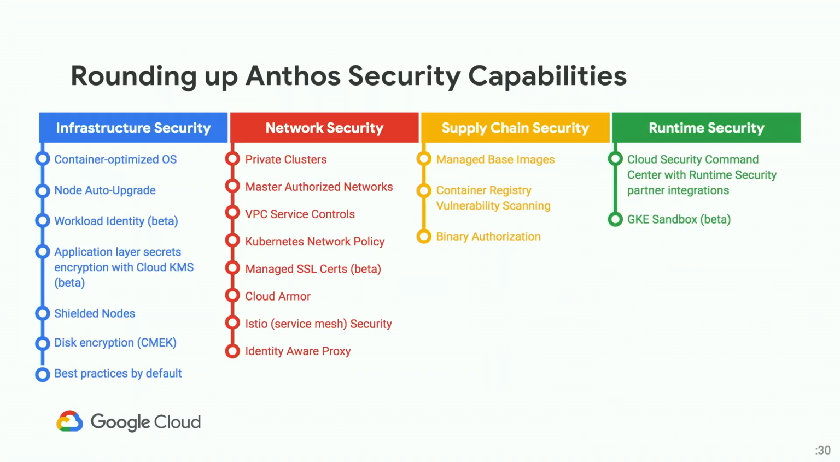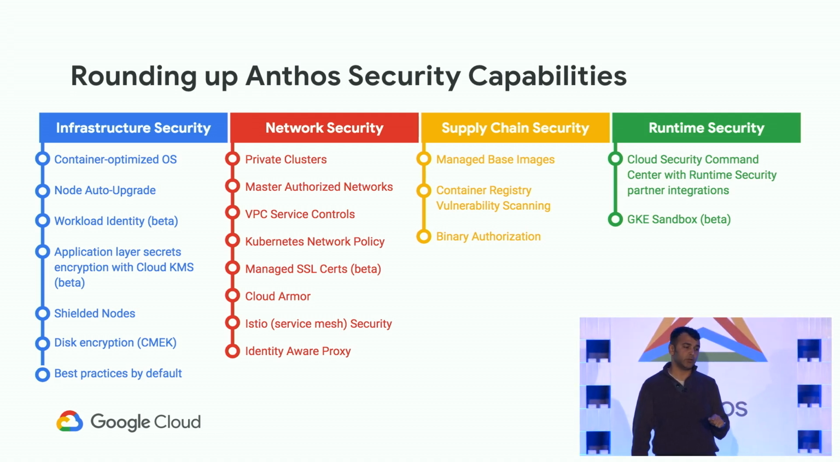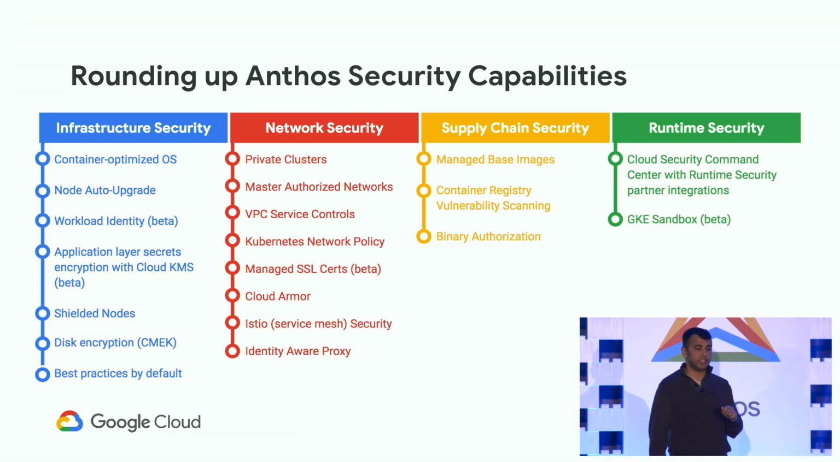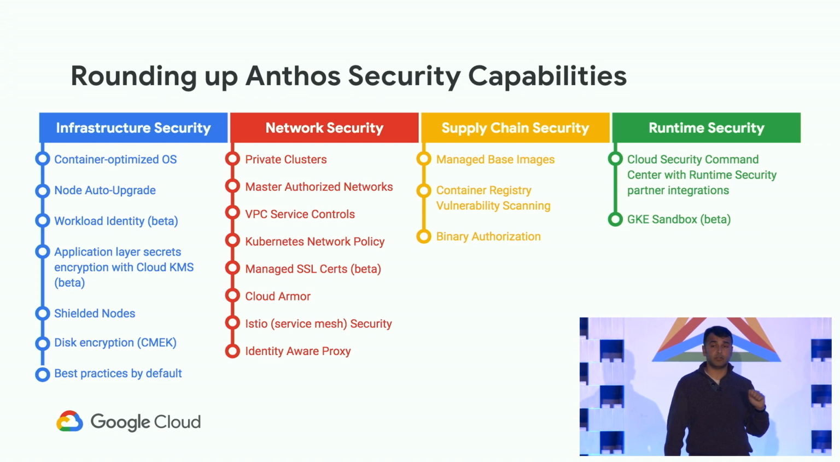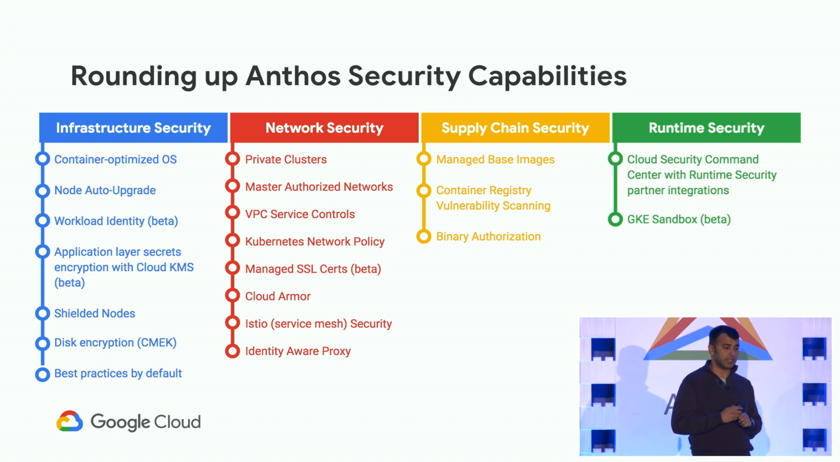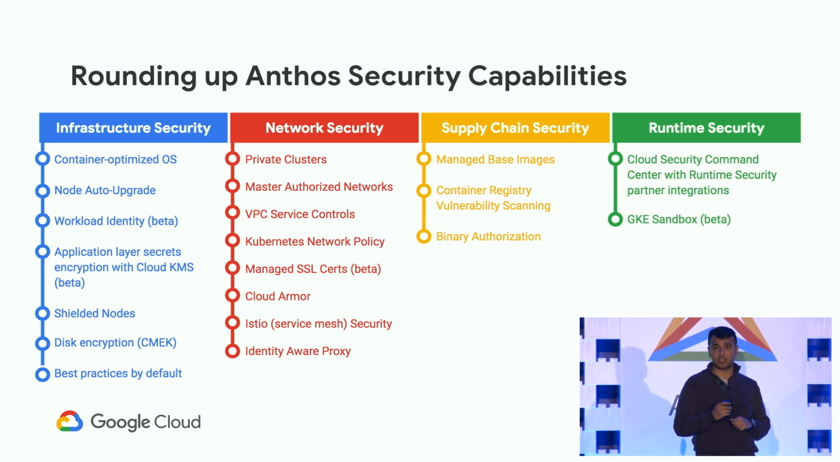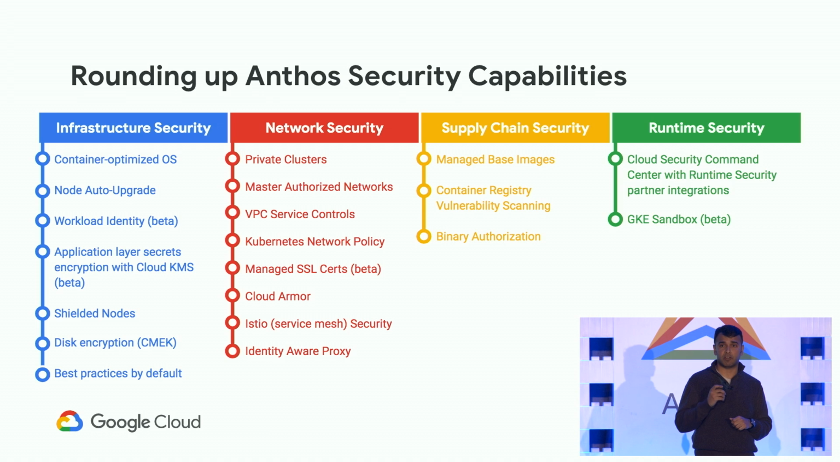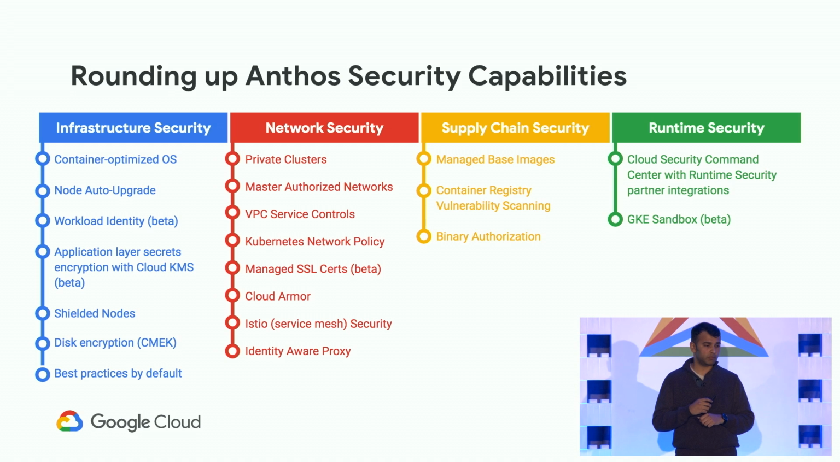So rounding up Anthos security capabilities, we went over infrastructure security in detail, supply chain and runtime. We didn't get a lot of time to focus on network security. I highly urge you to look at the documentation. They are pretty detailed. Honorable mentions: Cloud Armor protects from DoS attacks, Istio server security. We already had Istio in the morning. IAP, I'll talk about it briefly. Master authorized networks lets you accept only traffic from whitelisted IPs. I'll put it up for a few seconds and then move on if you want to absorb it.